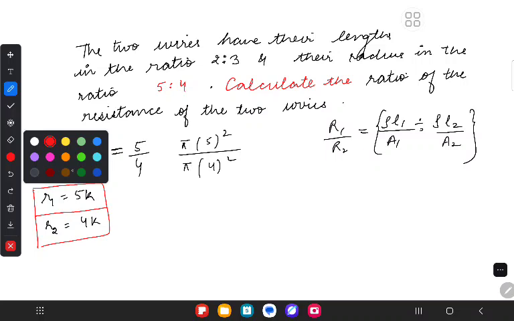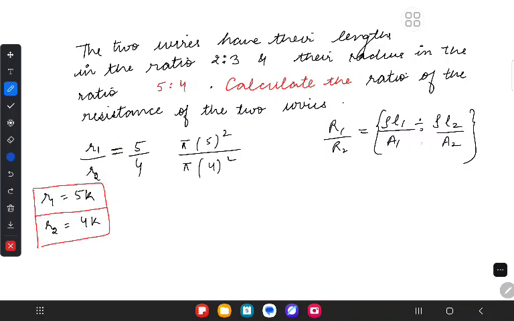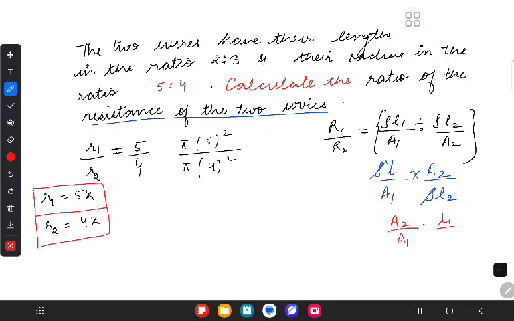So when you have R1 upon R2, you have to take out the ratio of the areas because you will have the same material. So if the material is the same, the resistivity is the same. So rho L1 by A1 into A2 by rho L2. So rho cancels rho. Yes or no? And what do you have? You will have A2 over A1 into L1 over L2. And that is nothing but R1 over R2. Are we understanding?